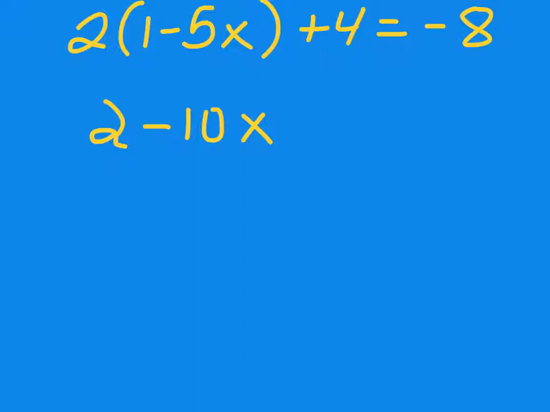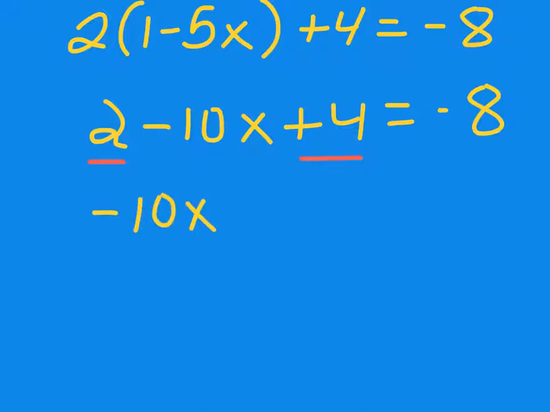Once you've got that out of the way, just write the rest of your problem that you haven't used yet. Bring everything down. So 2 minus 10x plus 4 equals -8. From this point, I would combine like terms, meaning I would take the 2 and combine it with the plus 4. So when you do that and rewrite it, you're going to have a -10x. The 2 plus the 4 is going to give you a plus 6, and that's going to equal a negative 8.